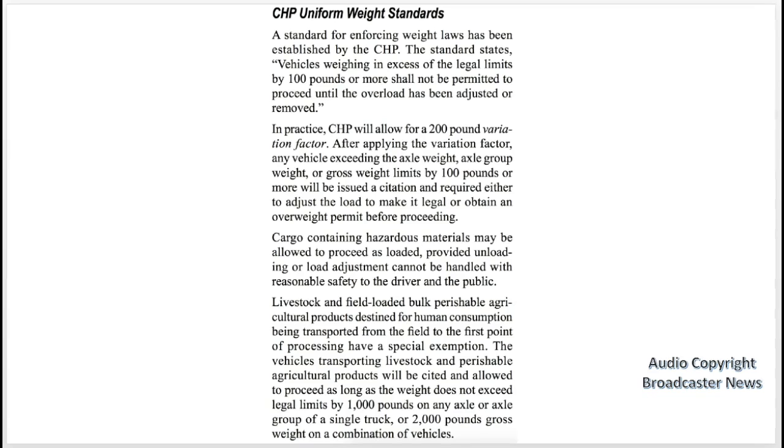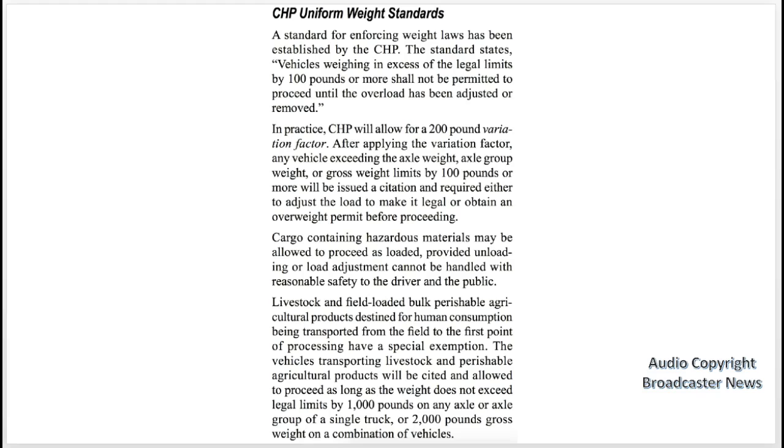Okay, CHP Uniform Weight Standards. A standard for enforcing weight laws has been established by the CHP. The standard states, vehicles weighing in excess of the legal limits by 100 pounds or more shall not be permitted to proceed until the overload has been adjusted or removed. In practice, CHP will allow for a 200-pound variation factor.